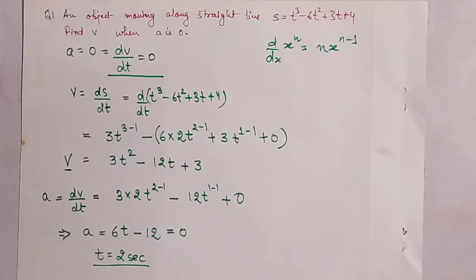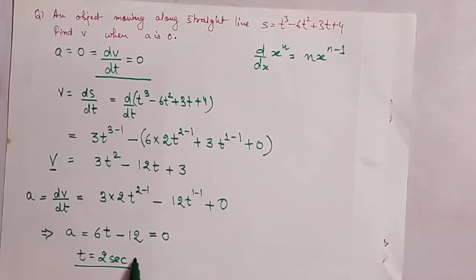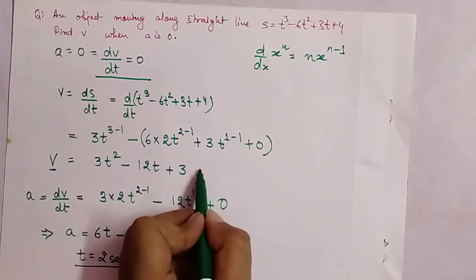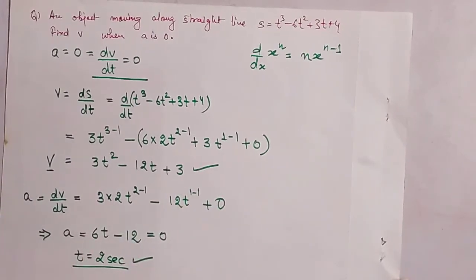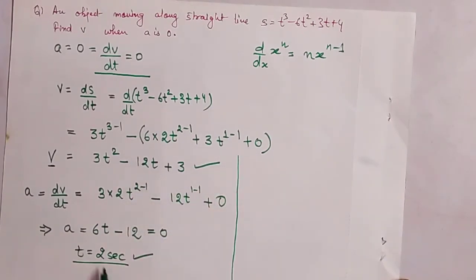Now what is the meaning of acceleration becomes 0? That I already told you, that our velocity is maximum or minimum already achieved when acceleration has become 0. Alright, so let's put this t equal to 2 seconds in the equation of velocity to get the value at this point. Okay, so let's put this.